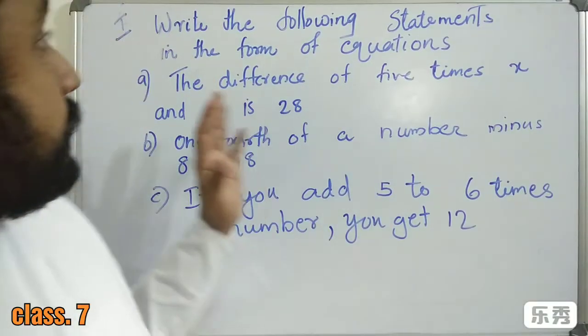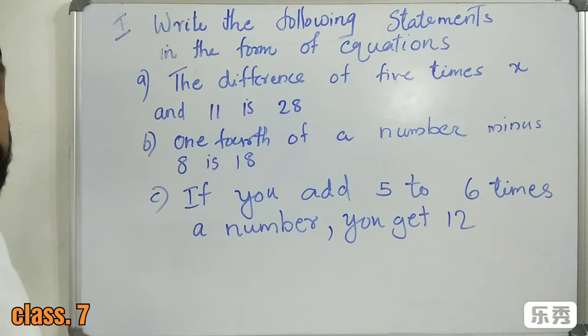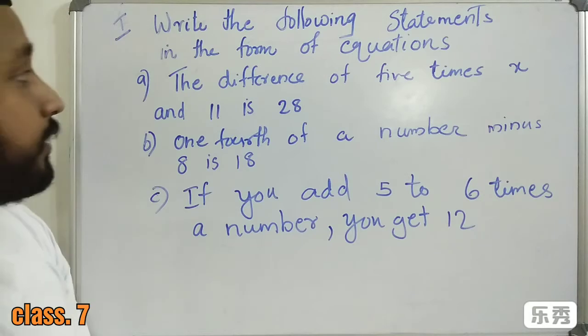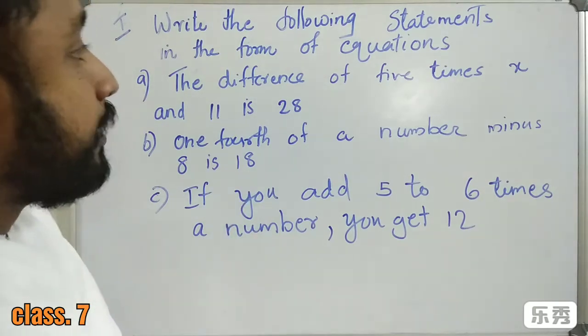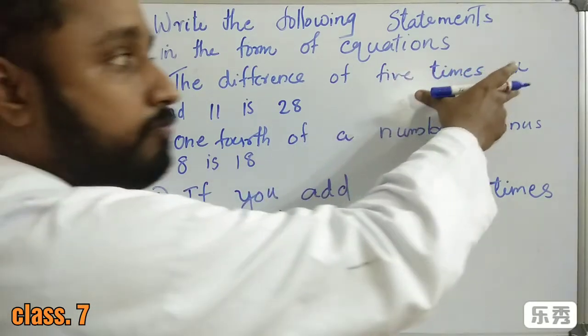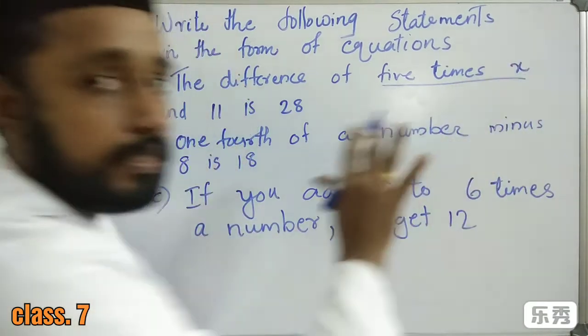Let us discuss some questions. Write the following statements in the form of equations. We have three statements, and we have to write these statements in the form of equations. The first question is: the difference of 5 times x and 11 is 28. So 5 times x means 5 times x. There is x.